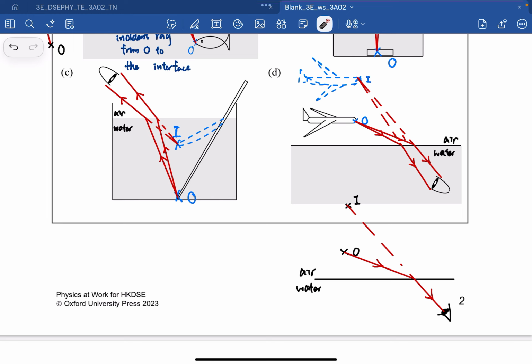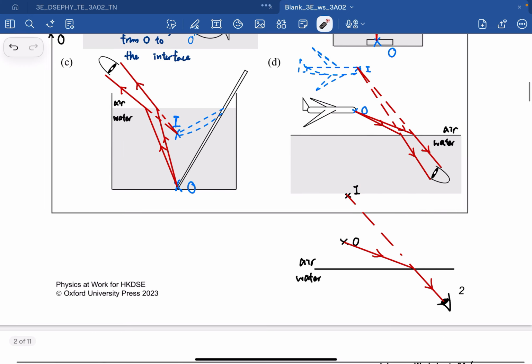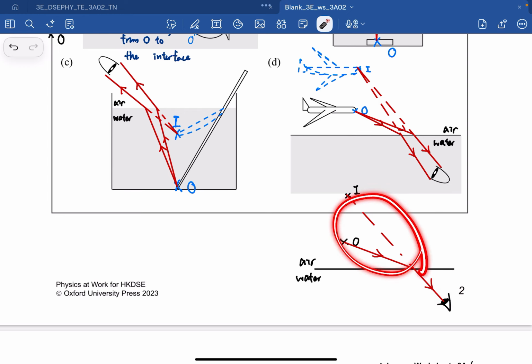So you should always remember that the image, no matter whether it is above or below the water, is always higher than the object. So step 1 is draw the image, and then step 2, connect the light wave from the image to the observer, and only the light wave entering the observer's eyes is the real light wave, and then the other part is dotted line, and then you will need to complete the light wave from the object to the observer.